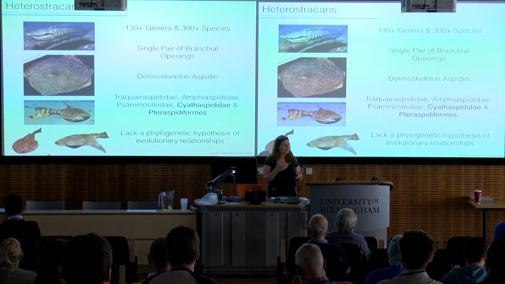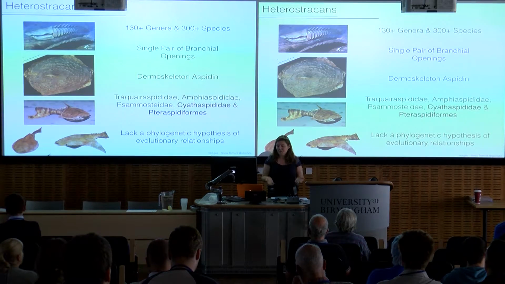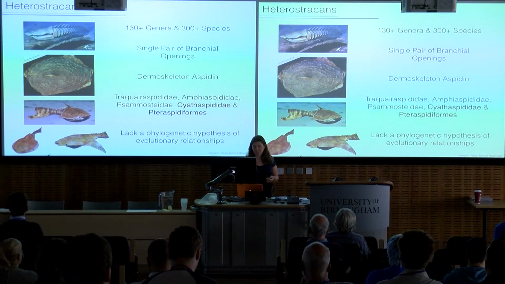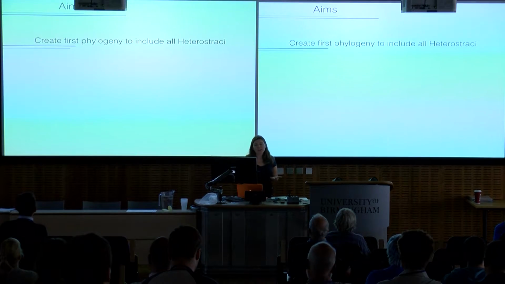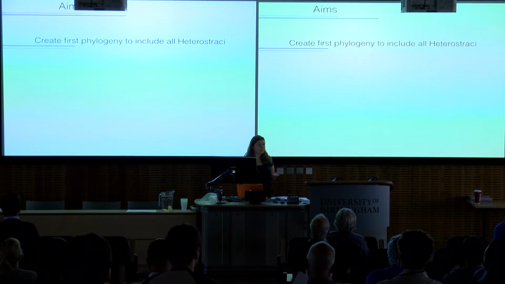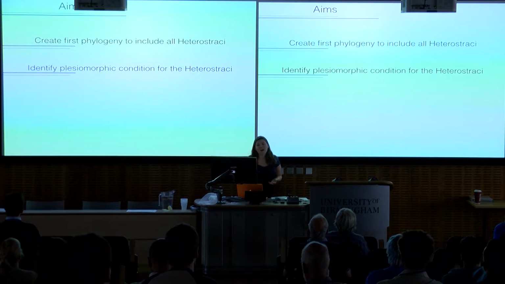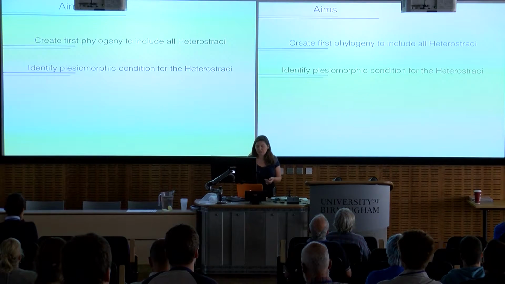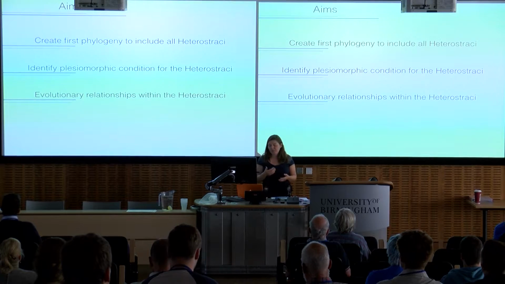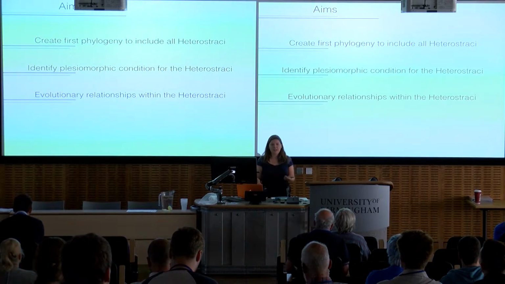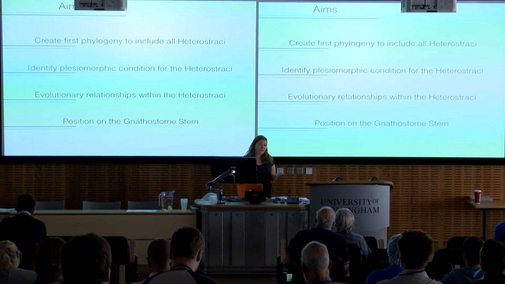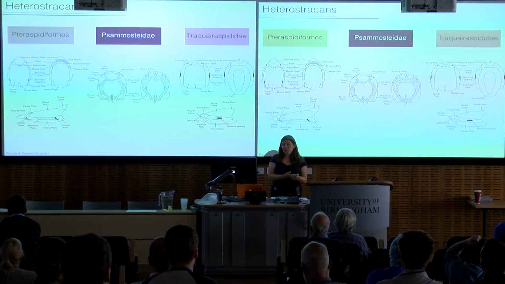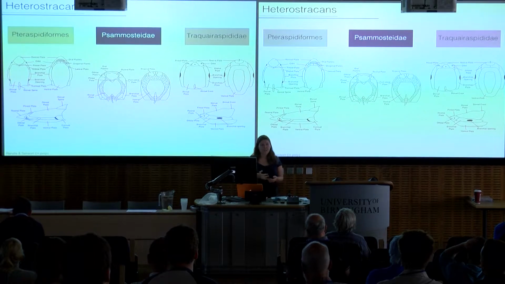And as Joe said, this might have great ramifications for the resolution of the jawed vertebrate stem. So the aim of my work has been to create the first phylogeny to include all taxonomically described genera. This will allow me to identify the plesiomorphic condition within Heterostracans and vertebrates as a whole. Then it will allow me to identify the evolutionary relationships within the Heterostracans and their position on the jawed vertebrate stem. As in many phylogenies, a big problem I faced is that of identifying homologous features.